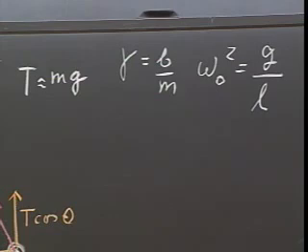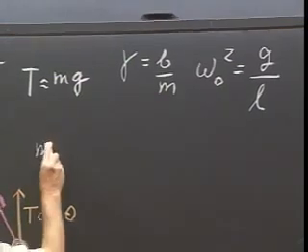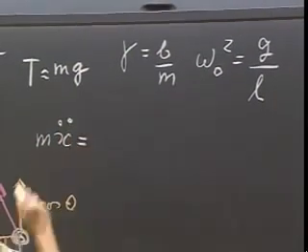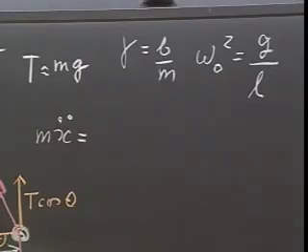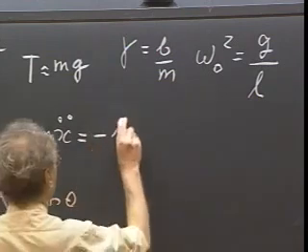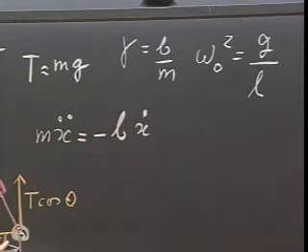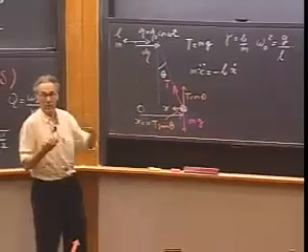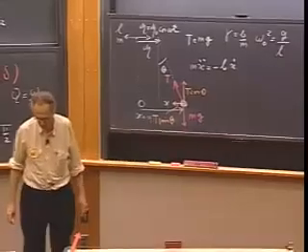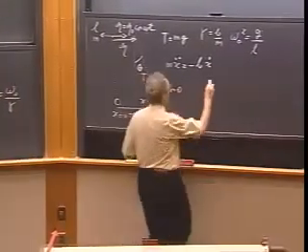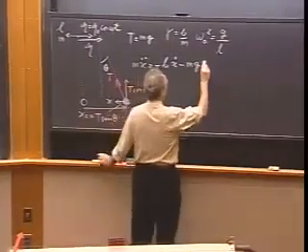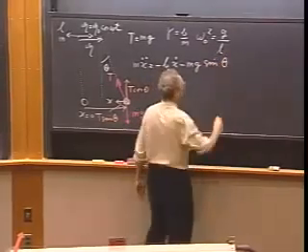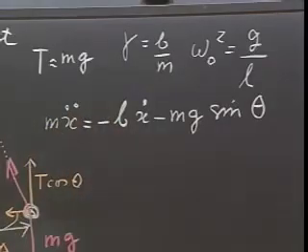So now I'm going to write down Newton's second law. So I get m x double dot, and then I get minus b x dot, that is the damping. And now comes this force, which is the only one that wants to drive it back to equilibrium. That's the restoring force. And so that force, if you accept my T being mg, is mg times the sine of theta. That's the differential equation that I now have to solve.